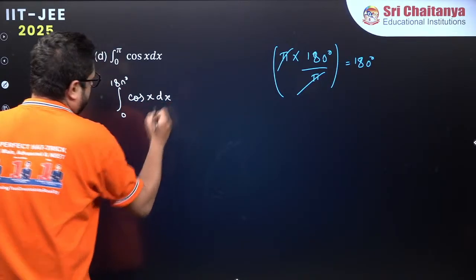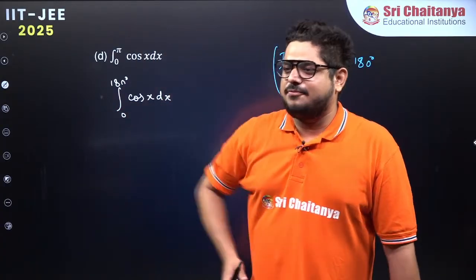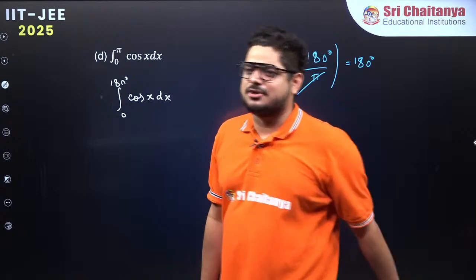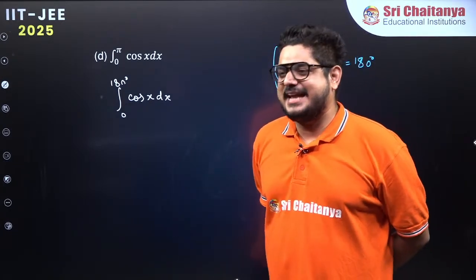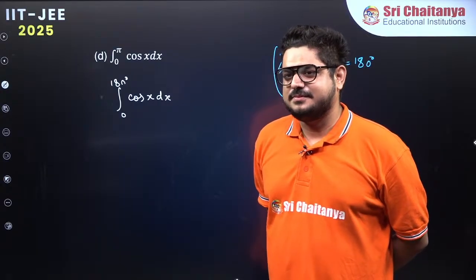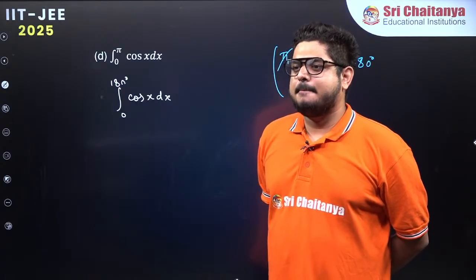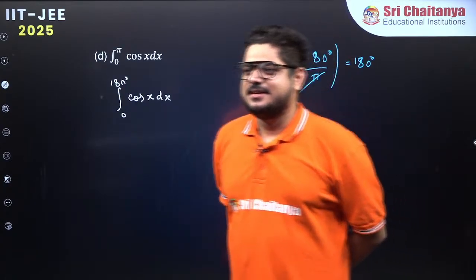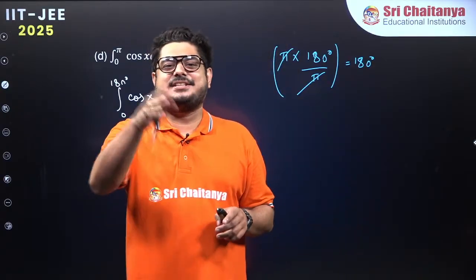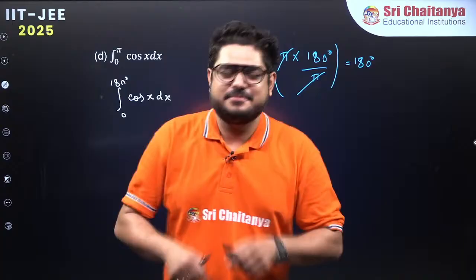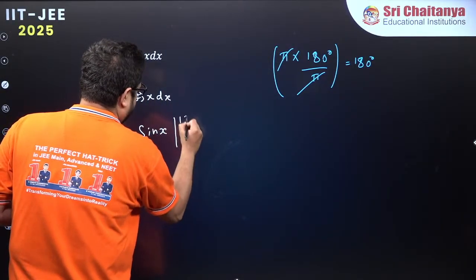Now everyone needs to write down integration of cos x dx. What is integral of cos x dx, everyone? Write it down over there in the chat box. I don't want the answer as of now. It's going to be sin x, right? d by dx of cos x is minus sin x, so integration of cos x dx has to be plus sin x. So I will write it down over there. It's going to become sin x from 0 to 180.